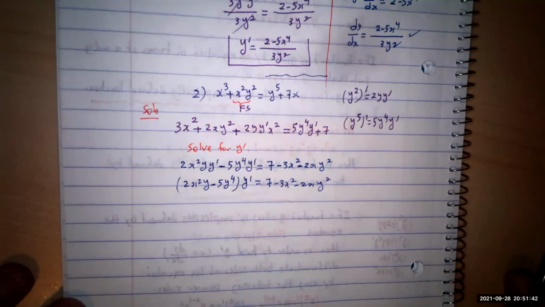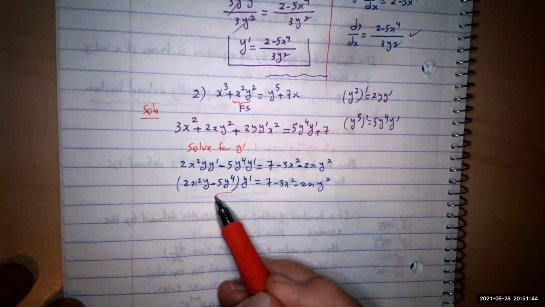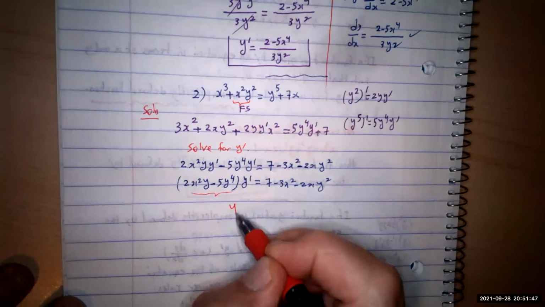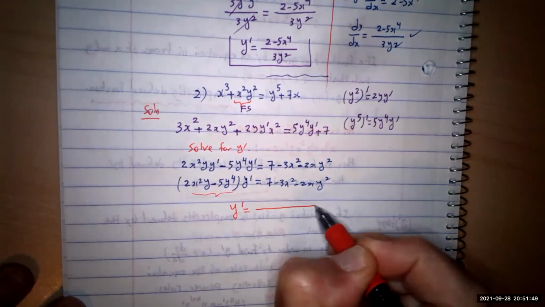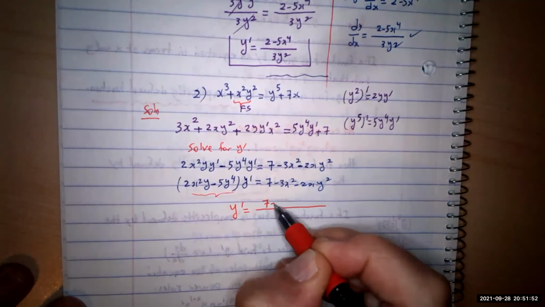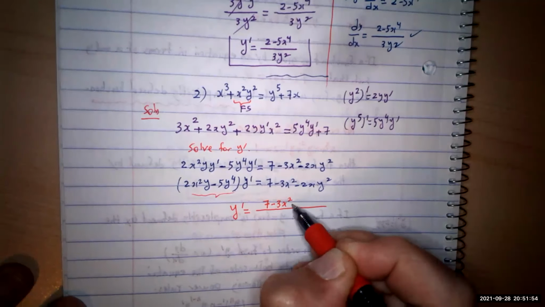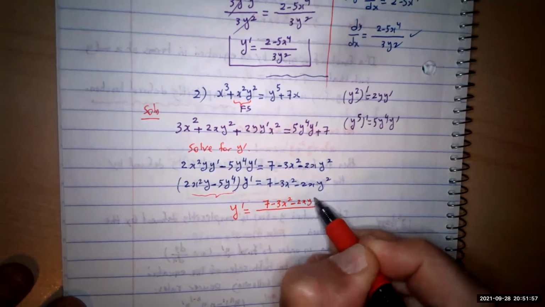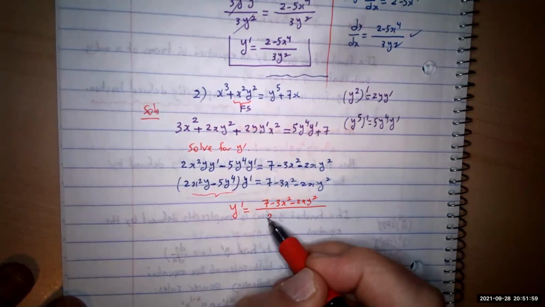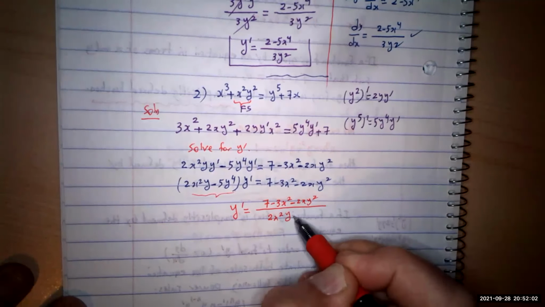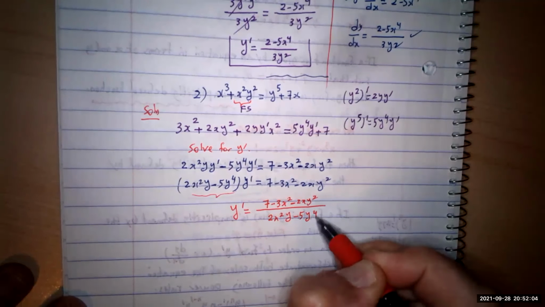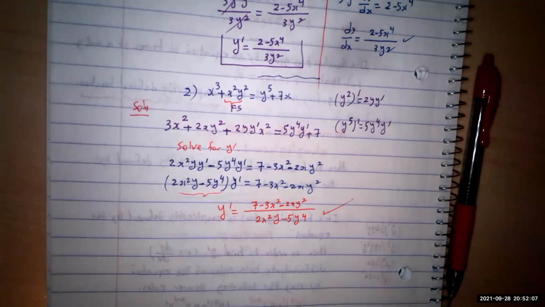Now this is the coefficient of the y prime. You divide by this coefficient. So what's going to be y prime? Y prime would be equal to, you see, this is what you have here, 7 minus 3x squared minus 2x y squared. Now you divide by what? Divide by 2x squared y minus 5y to the fourth. That gives you the final answer. Okay, just the algebra part, you've got to be careful, but otherwise it's not a difficult case.